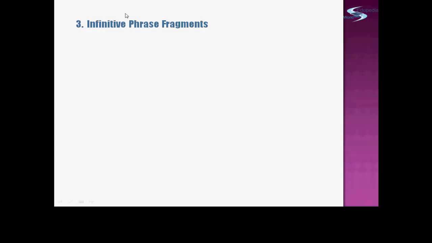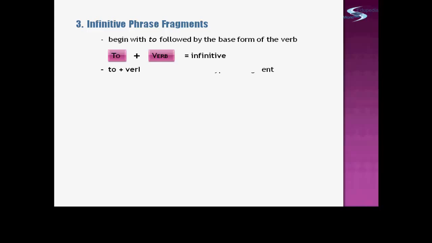Next is infinitive phrase fragments. An infinitive phrase fragment will begin with the word to, followed by the base form of the verb. It's like this: to plus verb equals infinitive. Although more words will follow to finish the phrase, you will not find a main clause to complete the thought. An infinitive phrase by itself cannot be a sentence. Look for the to plus verb because this will be your marker for this type of fragment.